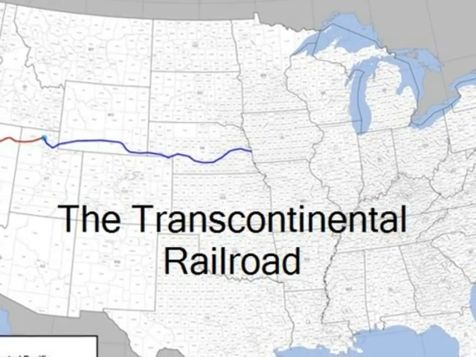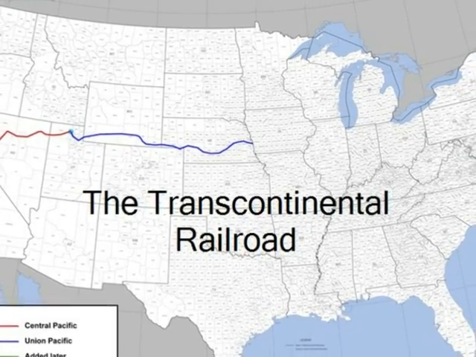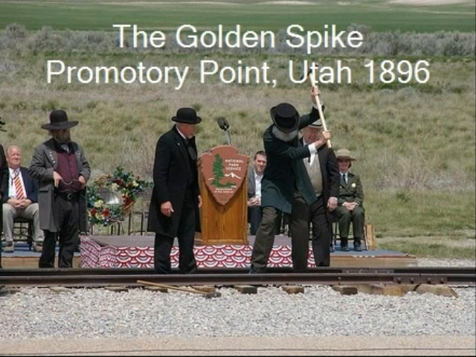Boomtowns were found in areas that were used for mining. However, the Transcontinental Railroad did not connect until 1896 at Promontory Point, Utah. In this reenactment, you see the golden spike being driven in during the ceremony.